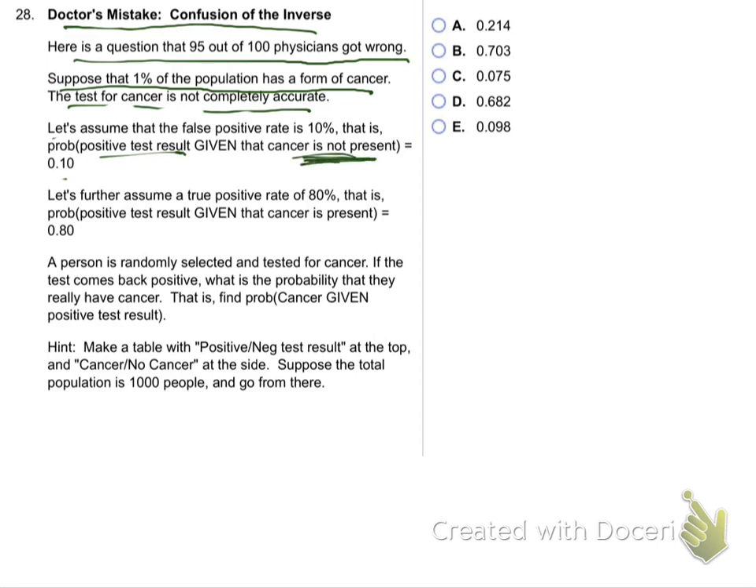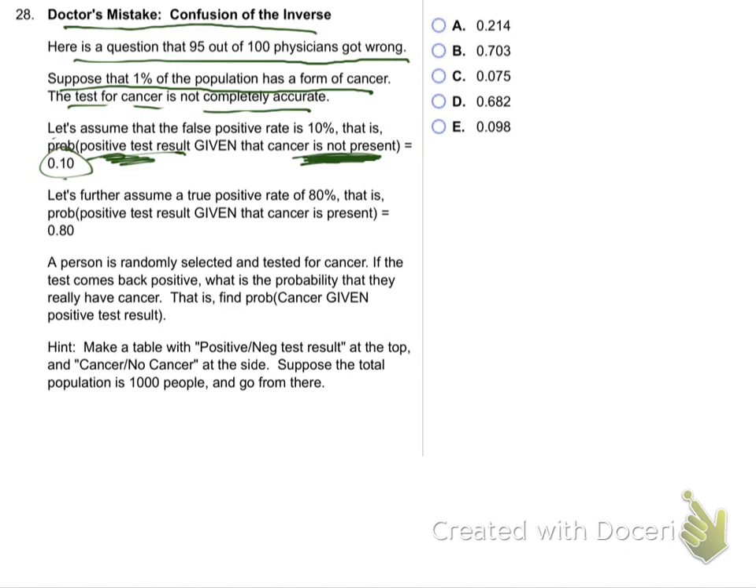Remember, given is what is for sure true. We know for sure that a person goes and is tested. They really don't have cancer. What's the chance the test will say they do? A positive test result? 10% chance. 10% chance the test will say you really have cancer when you don't. Because the tests are not perfect. No medical test is perfect.